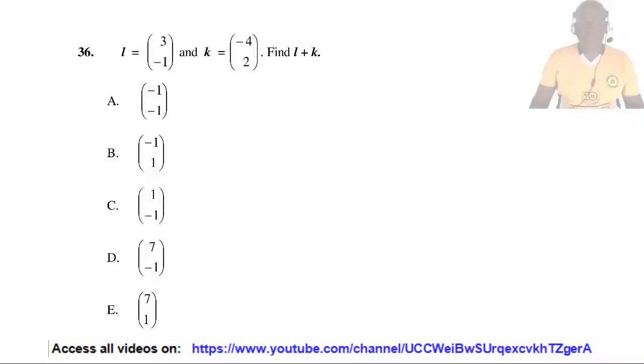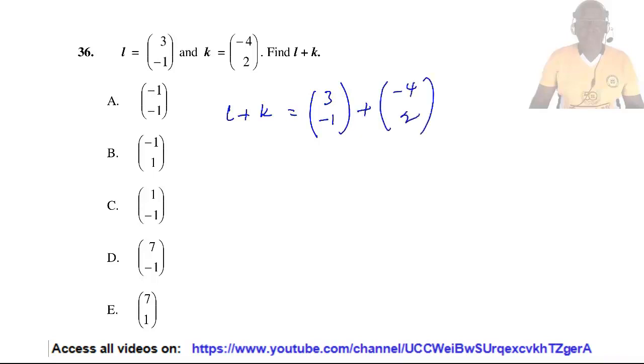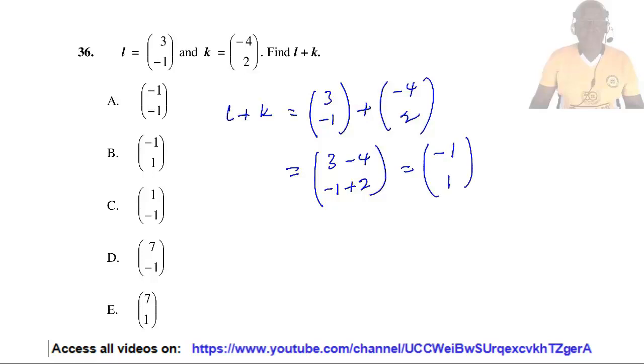Question 36. If L equals 3 on minus 1 and K equals minus 4 on 2, find L plus K. L plus K equals 3 on minus 1 plus minus 4 on 2. We shall add up the S component, so 3 minus 4, and the Y component, minus 1 plus 2, which equals minus 1 and then 1. So the answer is B.